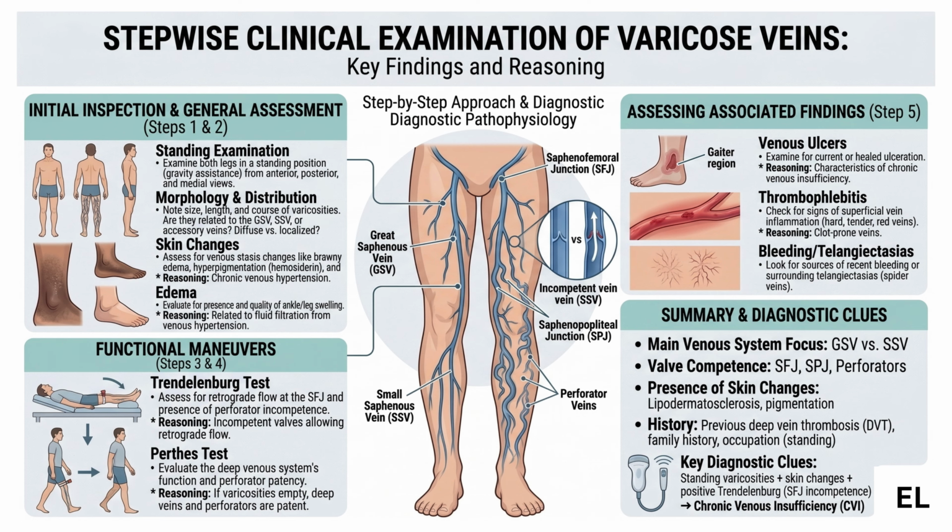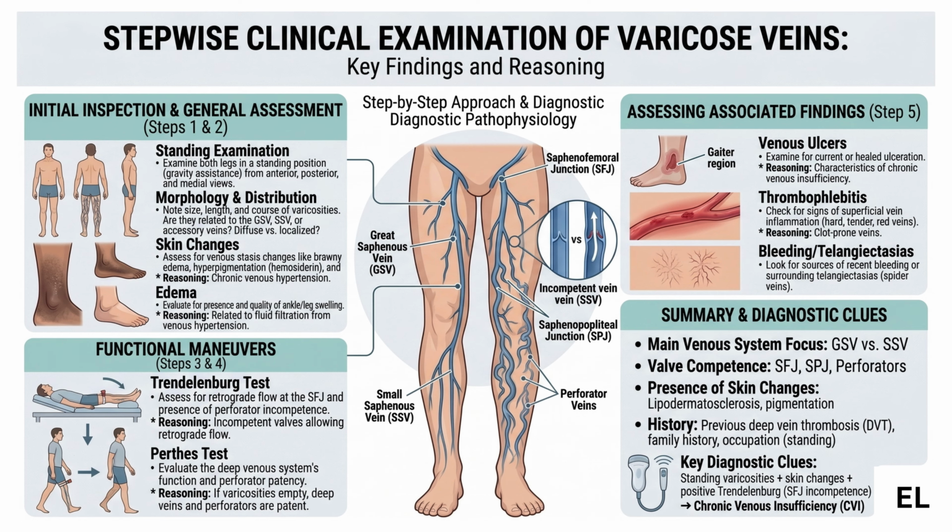The first stage begins with initial inspection and general assessment. The patient should always be examined in the standing position because gravity increases venous filling and makes varicosities more visible. Both lower limbs are inspected from the front, back, and medial aspects. During inspection, we first observe the morphology and distribution of the dilated veins. We assess whether the varicosities are long, tortuous, localized, diffuse, or involving the great saphenous vein territory or small saphenous vein territory.